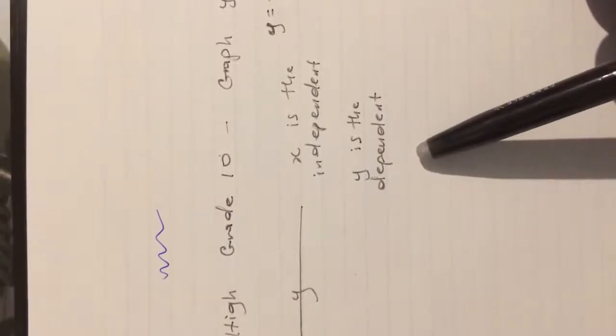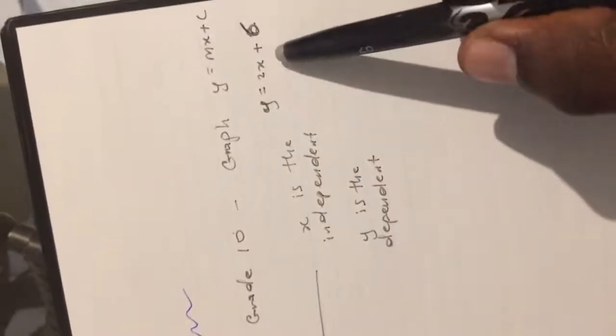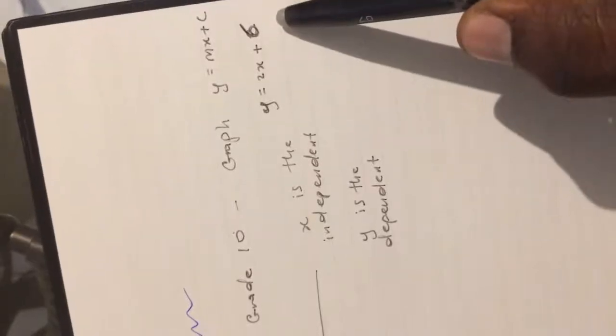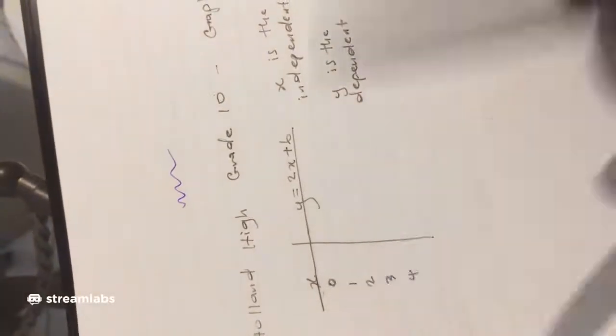Today we're doing graph sketching. If you remember, I think it was grade 8 the last time you did graphs, you have your x values in a table and you have your y values in a table. We said that x is the independent variable and y is the dependent variable, so y depends on x. We're also going to sketch the function y is equal to 2x plus 6.